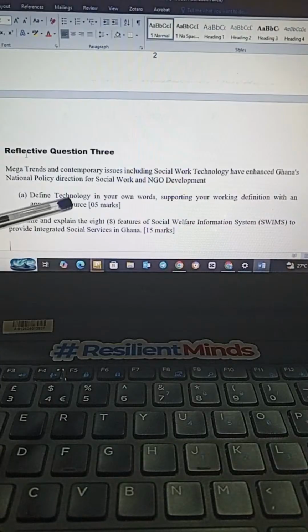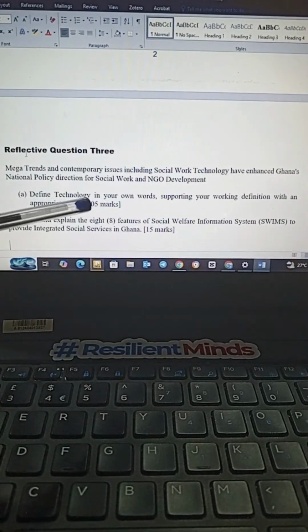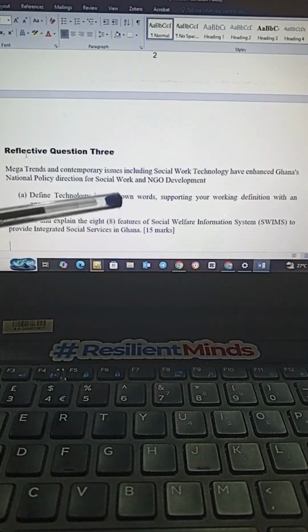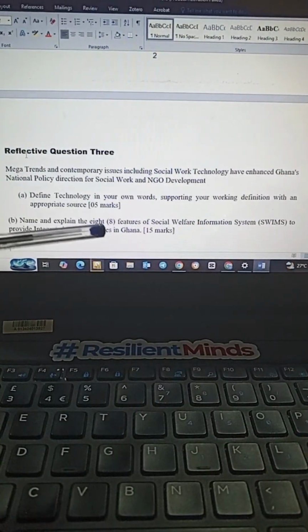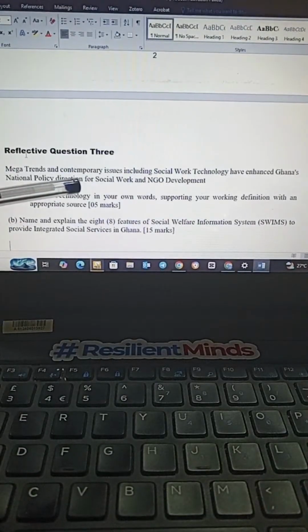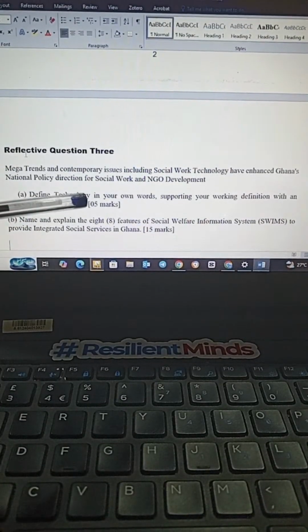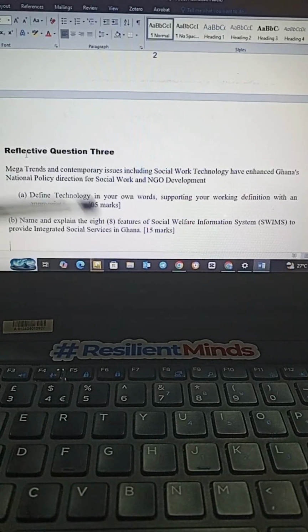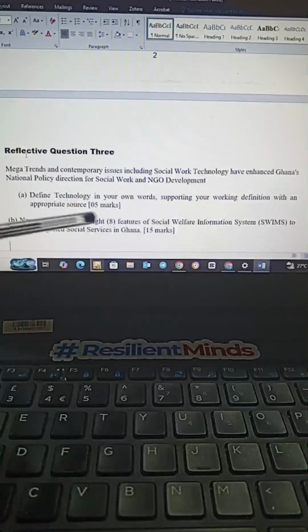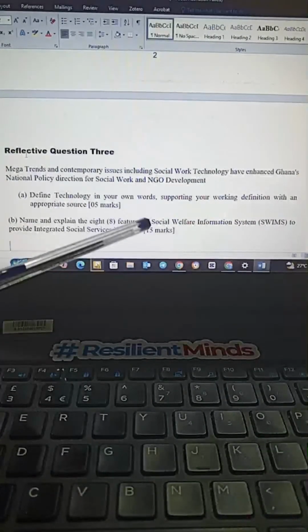When you define it, make sure you bring sources. So maybe technology can be defined as a scientific way of making work easier and faster. It enhances day-to-day administration, and so on. Just briefly. When you are done, you have to add a source, let's say Oxford Dictionary, Wikipedia, or Google Scholar.